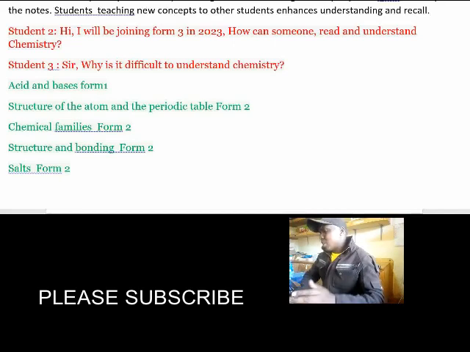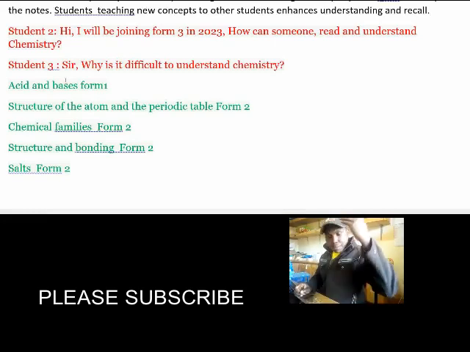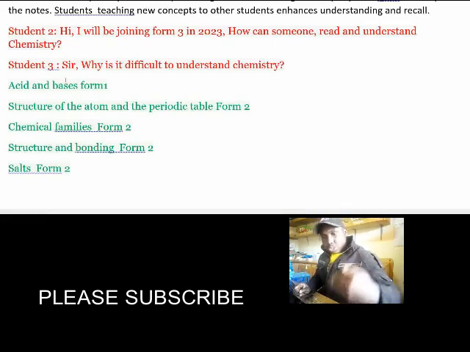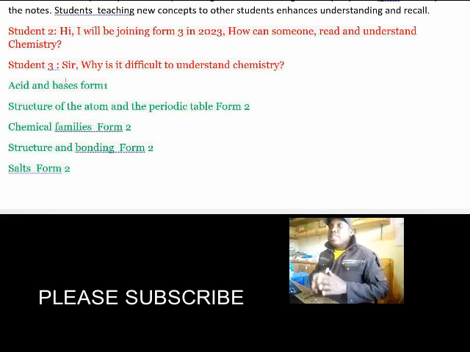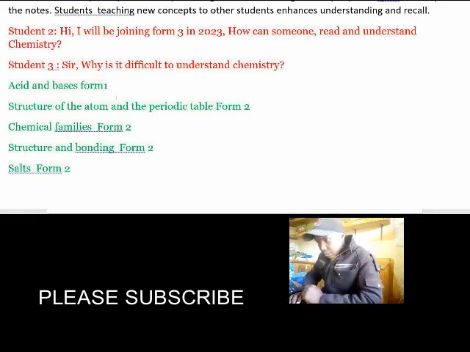Chemistry is very easy actually. But there are topics, 1, 2, 3, 4, 5. There are 5 topics in Form 1 and in Form 2 that make chemistry simple. But if you left these topics in Form 1 and in Form 2, and you did not understand them, then chemistry for sure will be very difficult. Now these are the topics I have written here. We have a topic in Form 1 that is very critical.